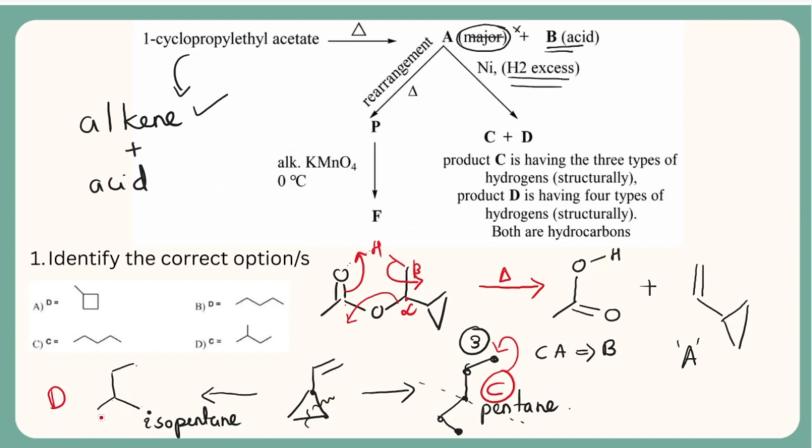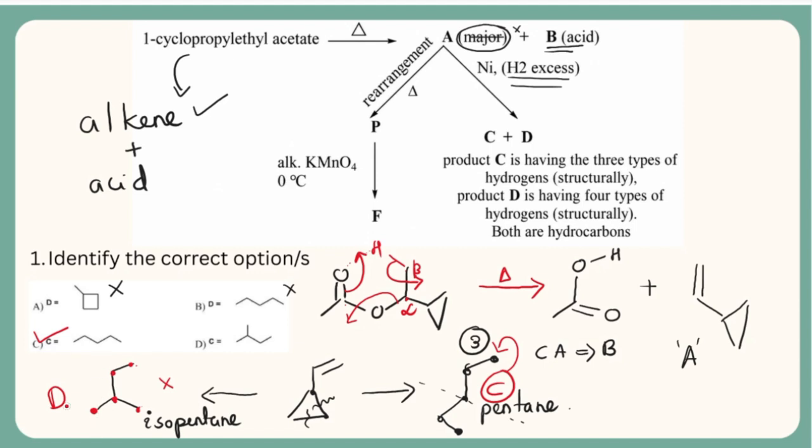So what will be D? Obviously this one. How so? Look at these: these 2 are 1 type of hydrogens, and this is 2, this is 3, this is 4. So there are 4 types of hydrogens. Isopentane is D. Now let's verify what is given in the options. Can it be methylcyclobutane? No, not possible. D is n-pentane? No, not correct. C is n-pentane? That is correct. Therefore, the right option is option C. C is isopentane? Not correct. D is isopentane? So the only correct option here is option C.